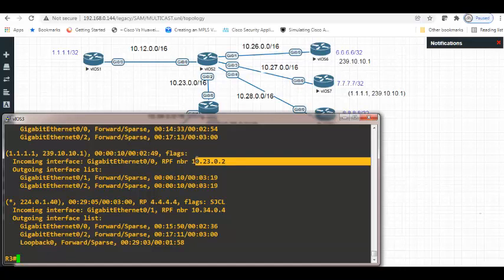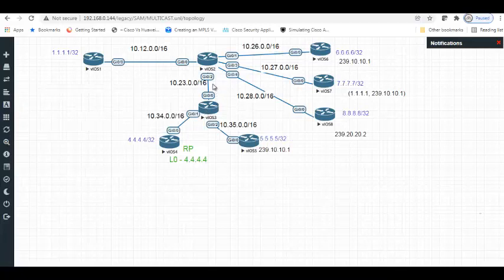Okay, but between R2 and R3 we did not do anything. That is automatic, right? Why did we not do anything? We run PIM sparse mode. That is the very important thing. PIM sparse mode is there, and every router knows the RP address. PIM sparse mode is running on every link. That is the important thing.